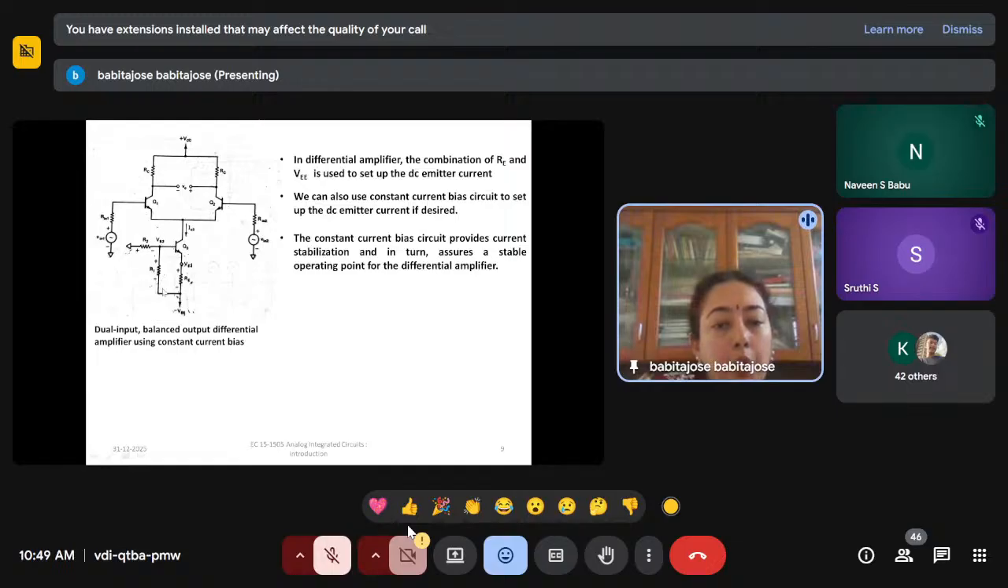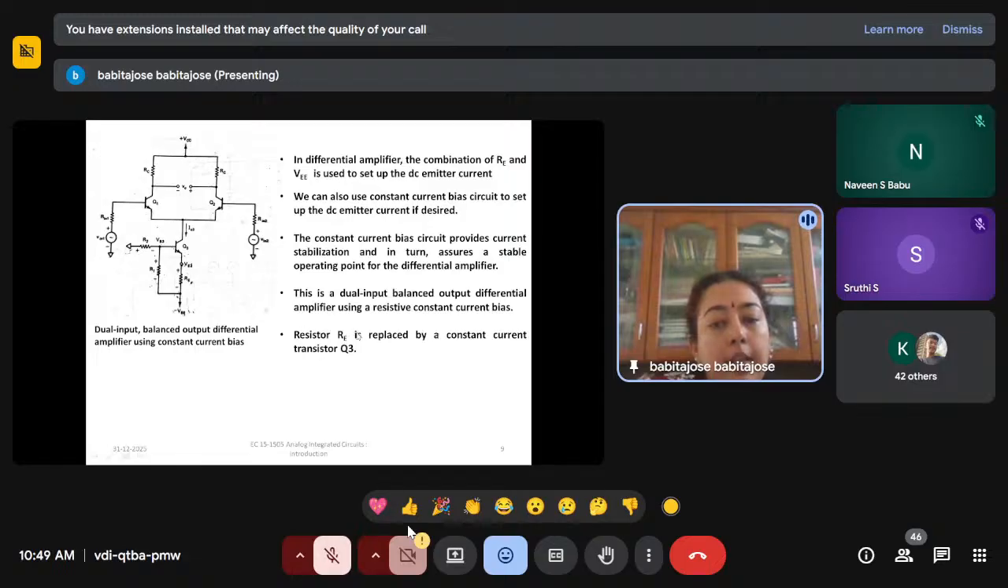So you can see a transistor and three resistors R1, R2, Re. R1, R2 forms a divider. So this acts as a constant current source. This is a resistive constant current bias because we are using resistors R1, R2 and Re.